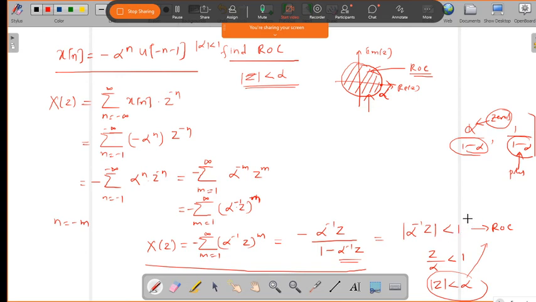Okay, is it understood? Any doubt? Hello, anybody is having any doubt in this? You can decide the region of convergence.